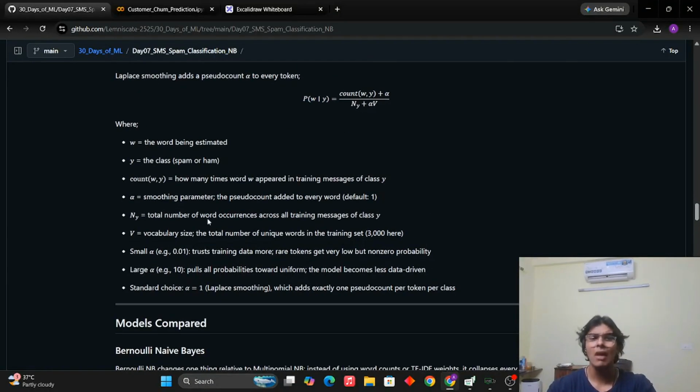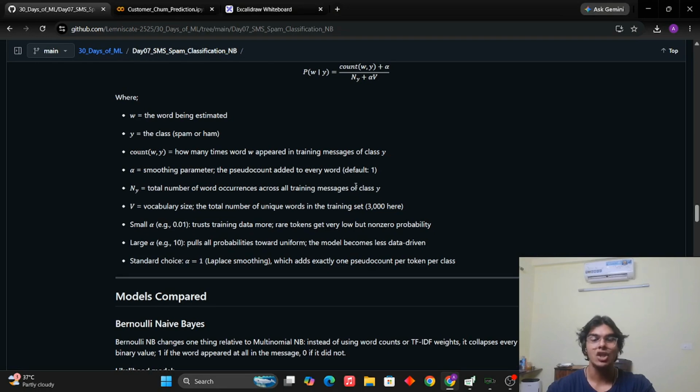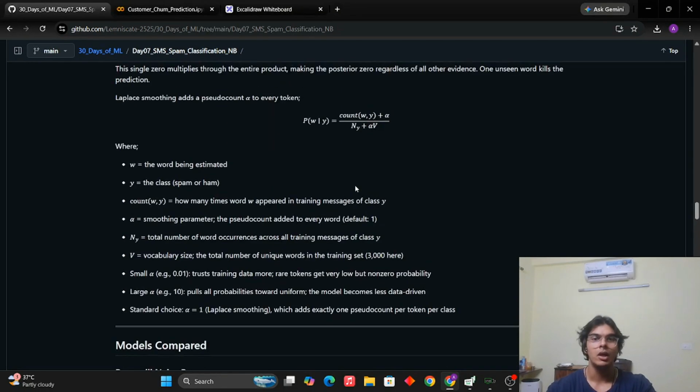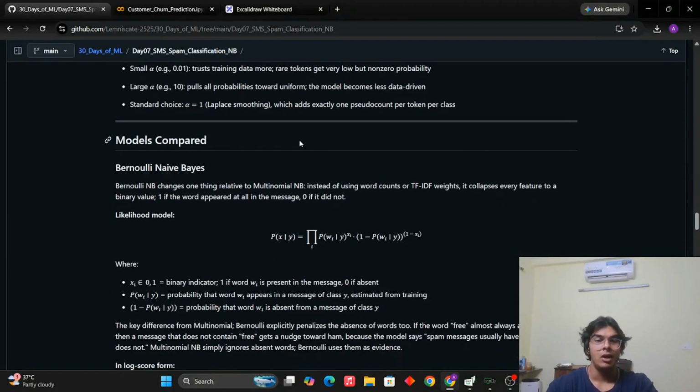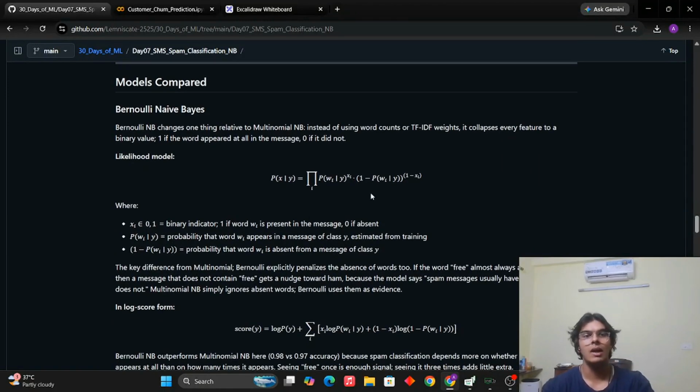Okay, these are the symbols explained in the repo. So if someone is reading it without watching the video, they can actually understand everything. This is very important, by the way, as it prevents the model from being driven to zero. It is used in other ML models as well. Then this is the model comparison.